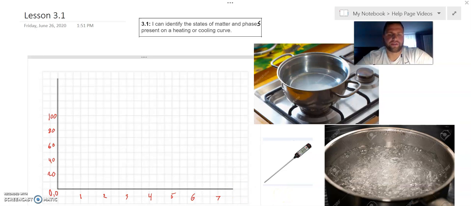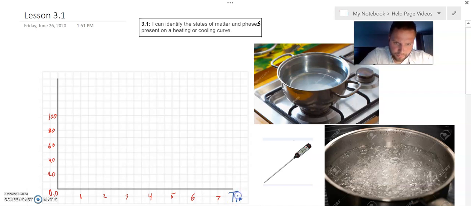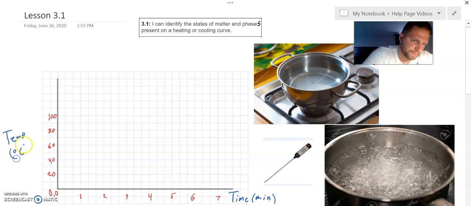Let's go ahead and add subtitles and a title to our graph. The x-axis is going to be time in minutes, and our y-axis is going to be temperature in degrees Celsius. And remember, when you make a title, you want to look at your subtitles and list those in the title. So we'll call this temp versus time.